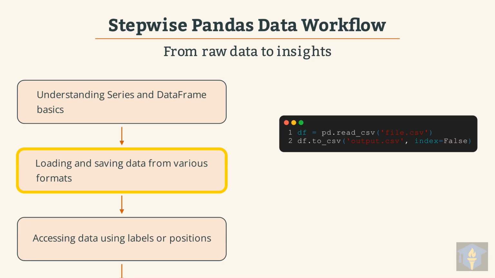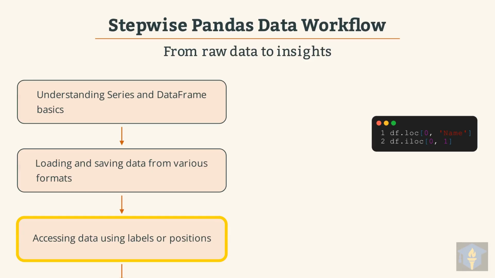Here, we see how to read data from a CSV file into a DataFrame, and then save that DataFrame back to a CSV. An important step is accessing specific data points, either by their labels or by their numerical positions within the structure. This code illustrates accessing data using loc for label-based indexing and iloc for integer location-based indexing.